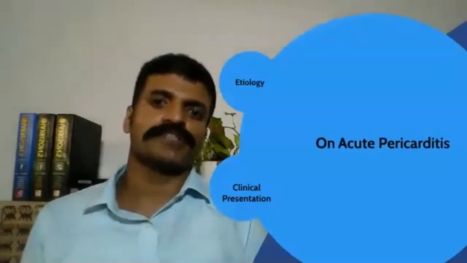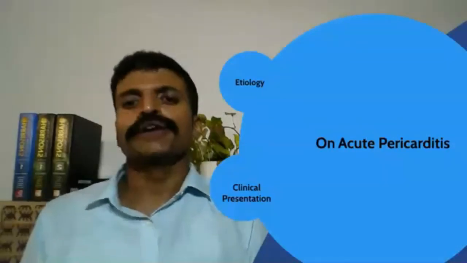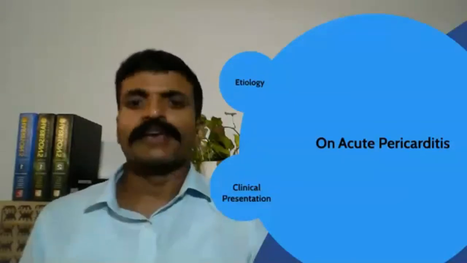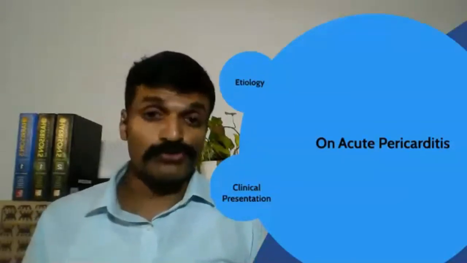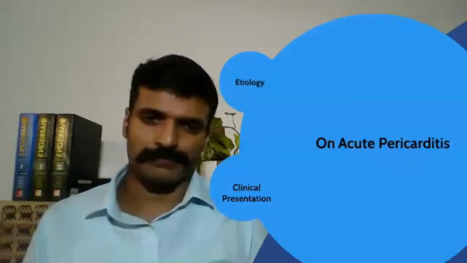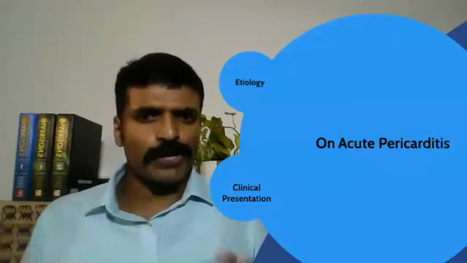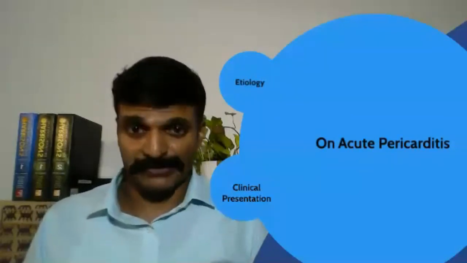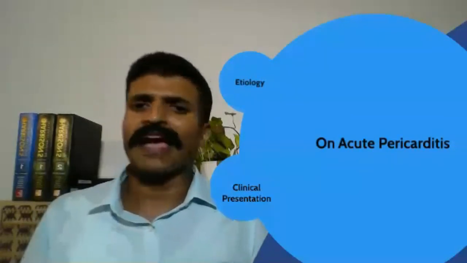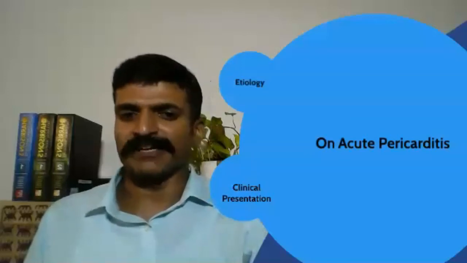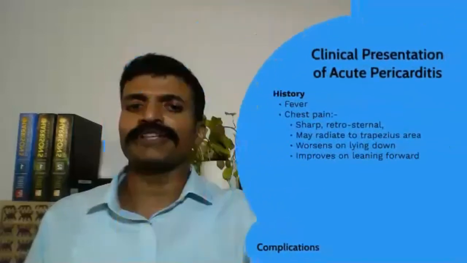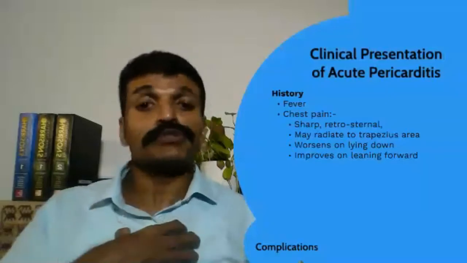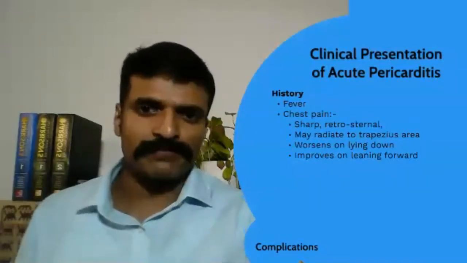Having seen the etiology of pericarditis, let's now look at how pericarditis is going to present to us clinically. As we have already discussed, most pericarditis is due to viral etiology, so you will have a good viral prodrome prior to the onset of symptoms of pericarditis. That is, you will have fever and malaise, maybe even some arthralgia, myalgia. Now, along with that, you will have symptoms that can be ascribed to inflammation of the pericardium itself.